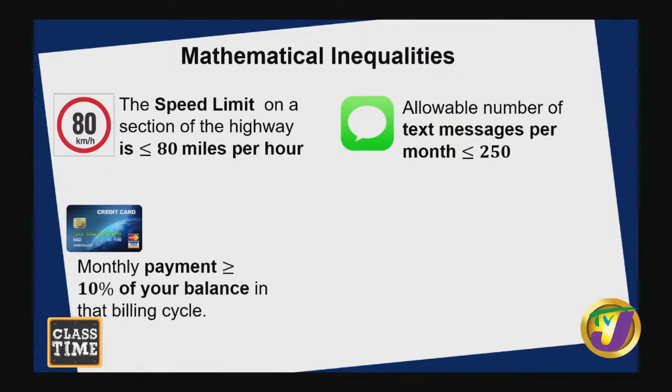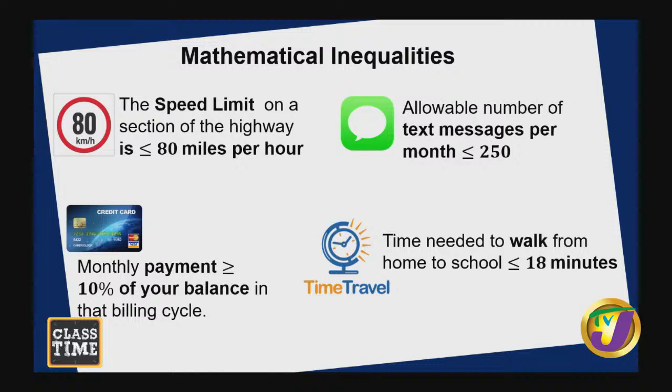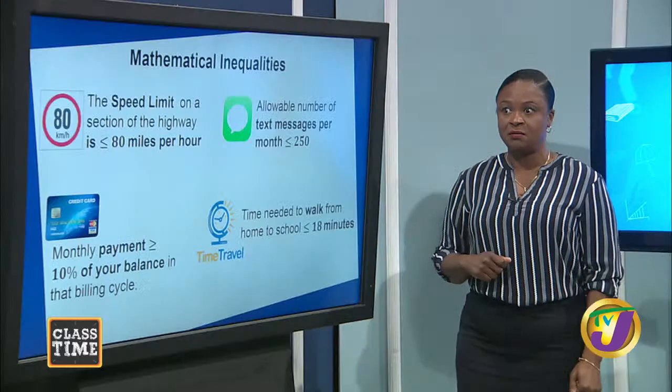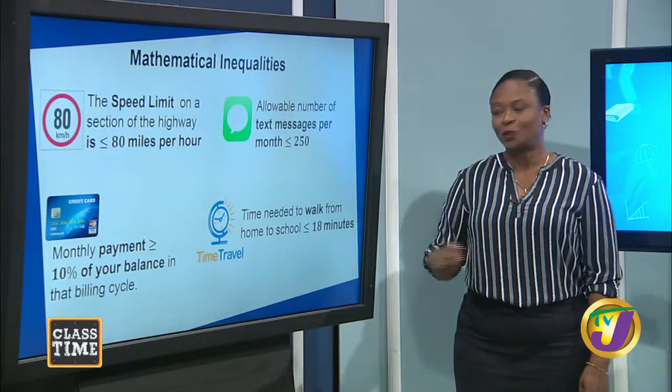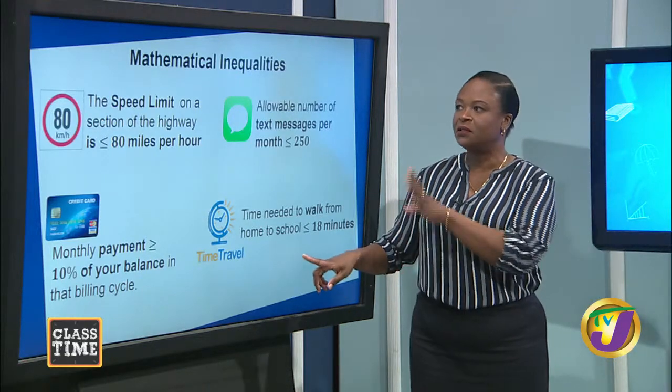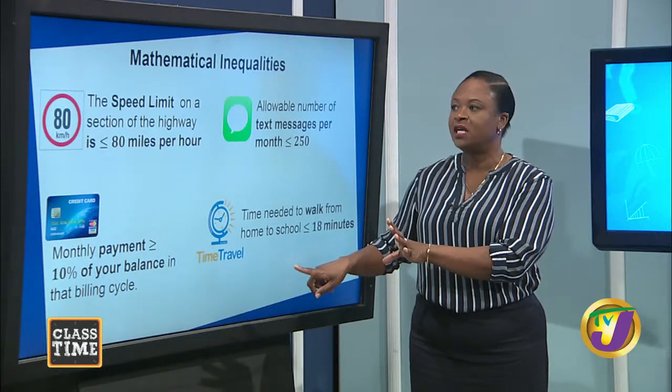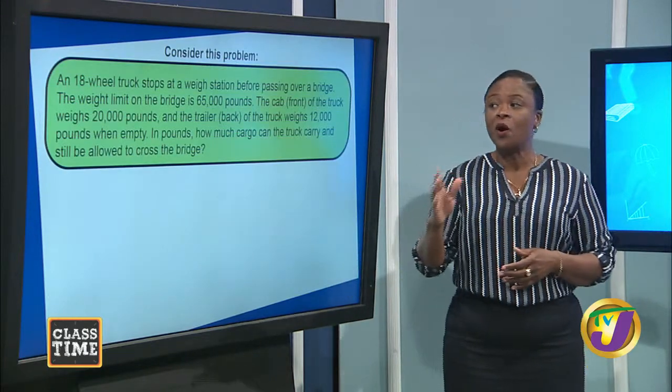And also the monthly payment on our credit card bills for our parents: the monthly payment needs to be greater than or equal to 10% of your balance in that billing cycle. And finally, the time we need to walk from home to school is less than or equal to 18 minutes. So these are lived examples where we speak about inequality.